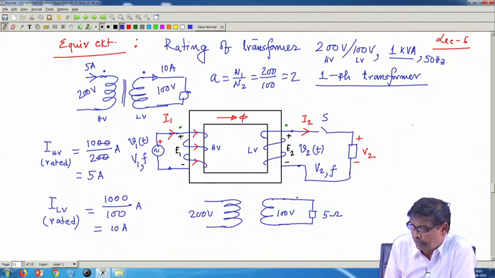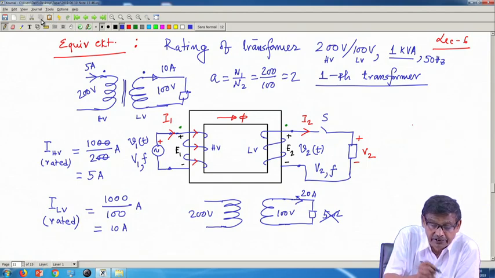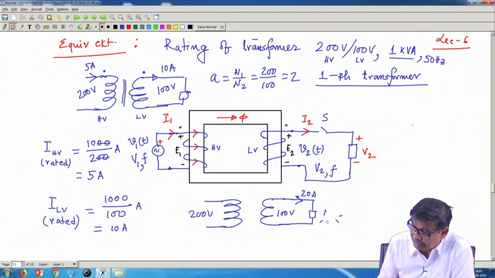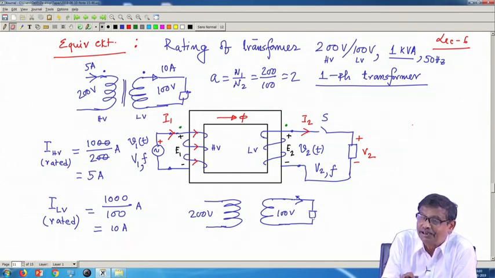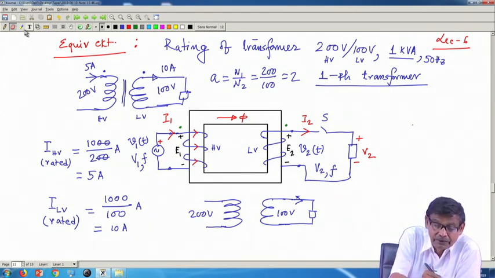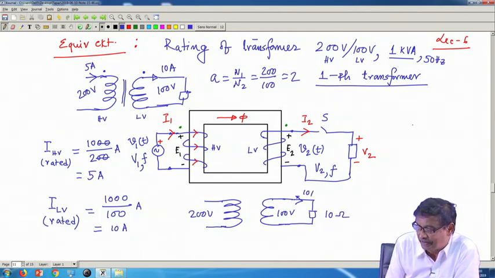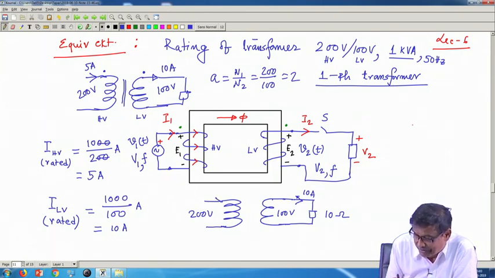200 volt, 100 volt, 100 by 5, 20 ampere you are trying to draw, and you will say, oh, rated current is 10 ampere. No, this is not allowed. So do not connect 5 ohm then. Are you getting? You must understand this. Therefore, what is the minimum impedance you can connect? 100 by 10, that is 10 ohm. If you connect 10 ohm, fine, 10 ampere here. If it is 10 ampere, you be rest assured it will be automatically 5 ampere.